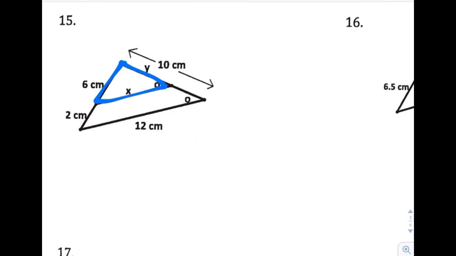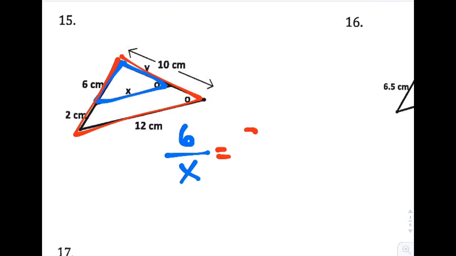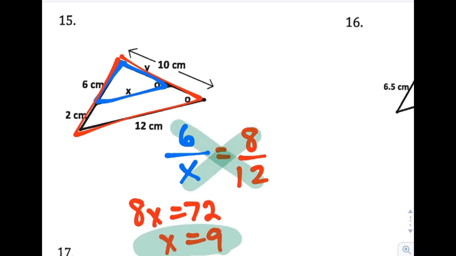So I still have the little triangle, and the little triangle has a left of 6 and a bottom of x. And then the big triangle has a left of 8 and a bottom of 12. And now I'll cross multiply and solve. 8x equals 72, x equals 9.